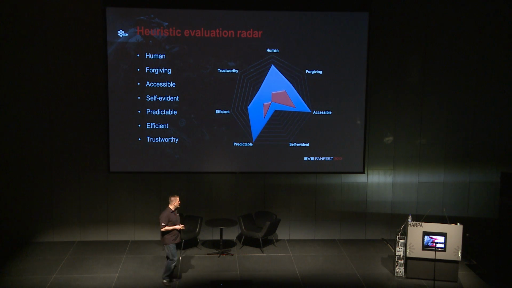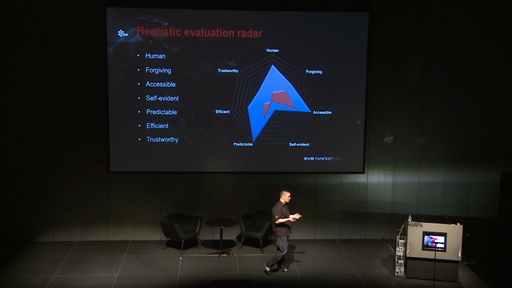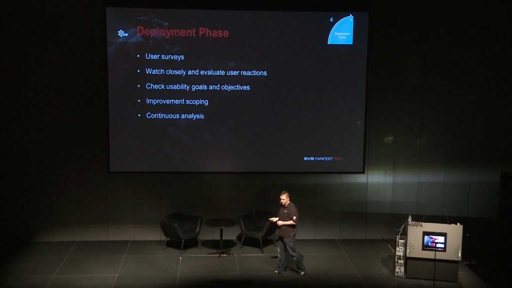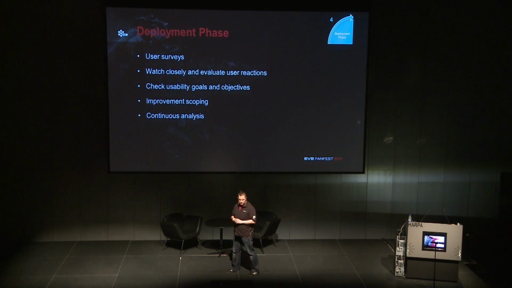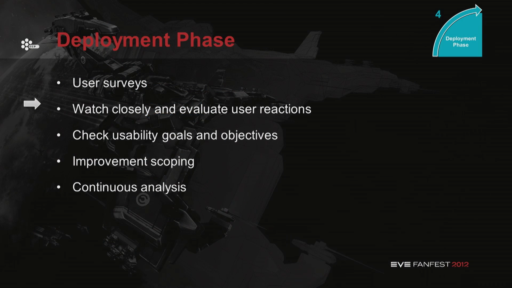So the best way to use these is to measure it in the beginning, and then we do a feature improvement, and then we measure it again, and hopefully the old one is the red and the new one is the blue. And then finally, in the deployment phase, we do user surveys to check how the feature is working out, and we watch closely and evaluate user reaction.